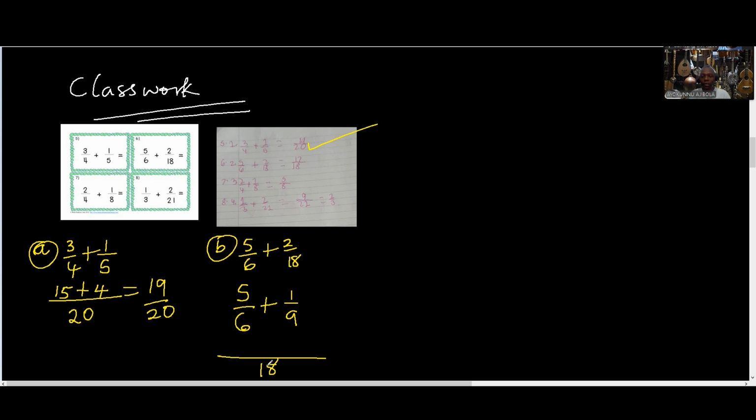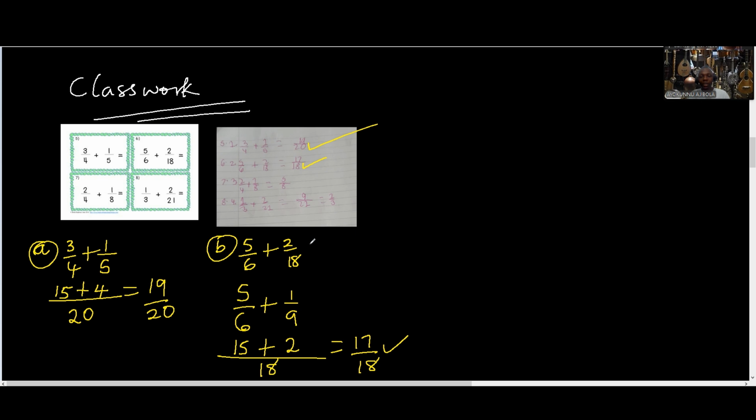So 6 in 18 is 3. 3 times 5 is 15. Then 9 in 18 is 2. 2 times 1 is 2. So 15 plus 2 is 17 over 18. So you will see that we arrive at the same answer, right?